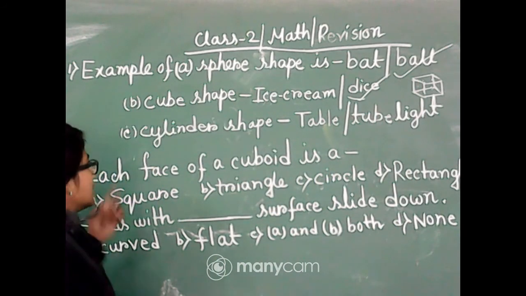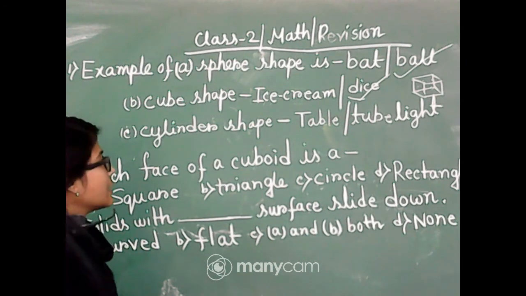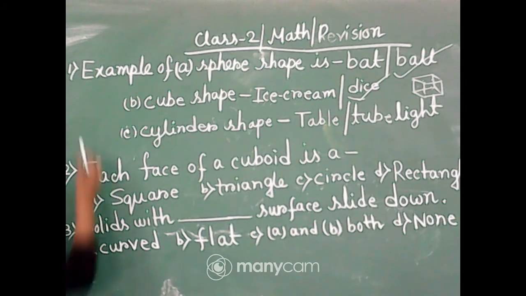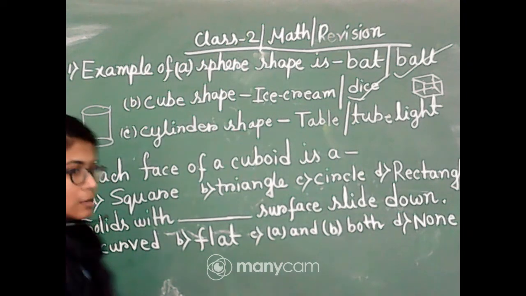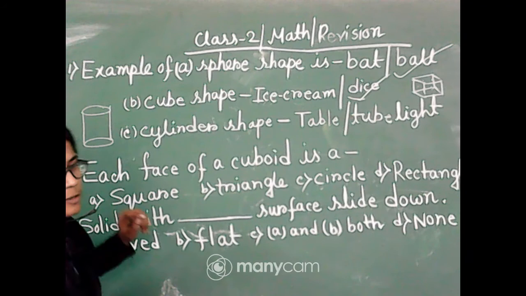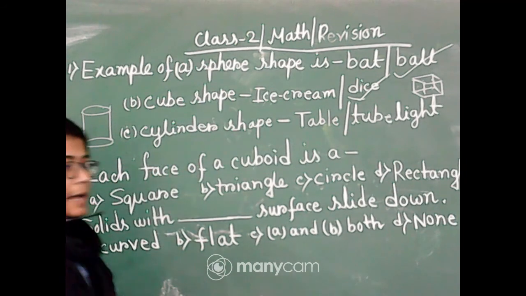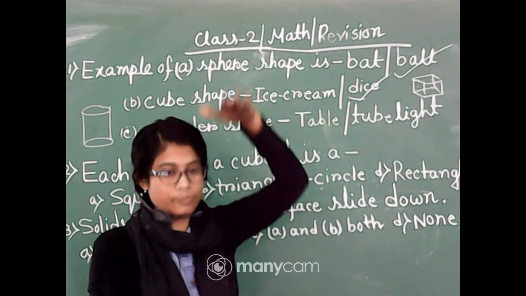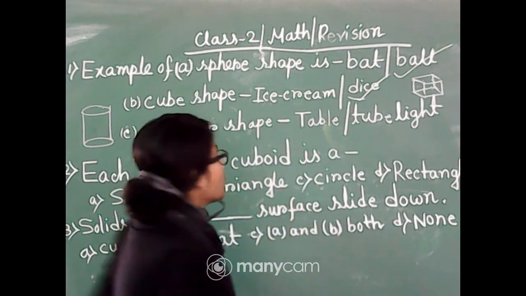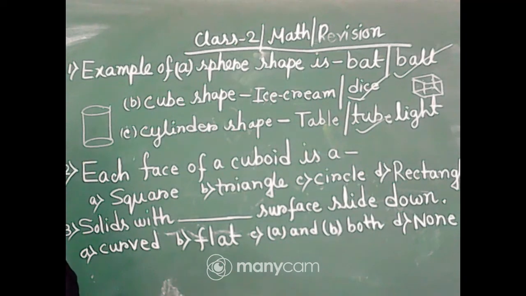Now number C, example of cylinder shape. So how will a cylinder shape look? It will look like this, isn't it? So it's a table or tube light. Obviously the table doesn't look like this, isn't it? But the tube light has a curved surface, and on both top and bottom there is a plain surface. So obviously tube light will be the example of a cylinder shape, isn't it?